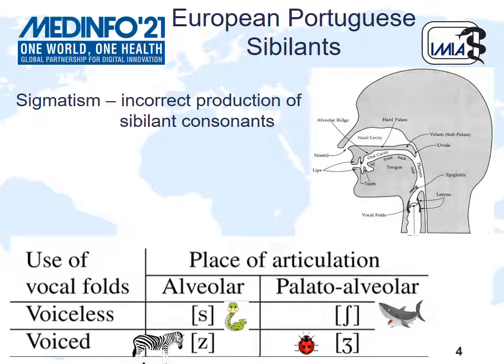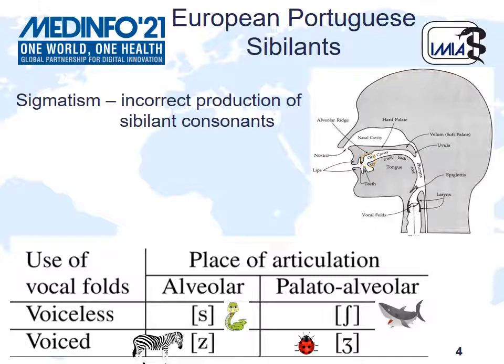These sounds are made using different regions of the mouth. For instance, s as in snake and z use the alveolar region of the mouth, and they only differ on the use of vocal folds. S is a voiceless sound, it doesn't use the vocal folds, while z uses the same place of articulation, but it is a voiced sound. It uses the vocal folds.